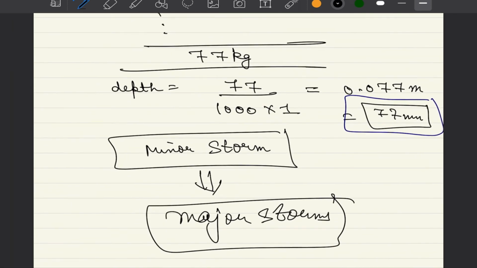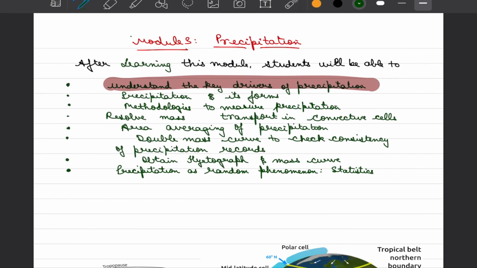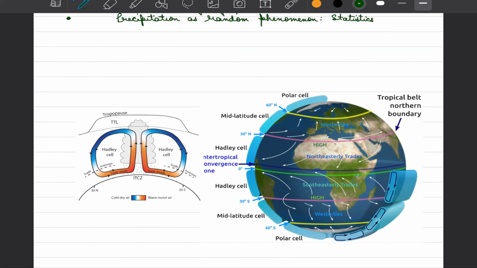Now, in the last lecture, we discussed the amount of precipitation that is withheld in a vertical column of air, and we realized that it is just 77 mm of moisture that a 10-kilometer high saturated air column will hold, which is good enough to produce a minor storm. But the question arises, how do we get the major storms? What are the key drivers for those major storms? And we will try to look into how these major storms are produced.